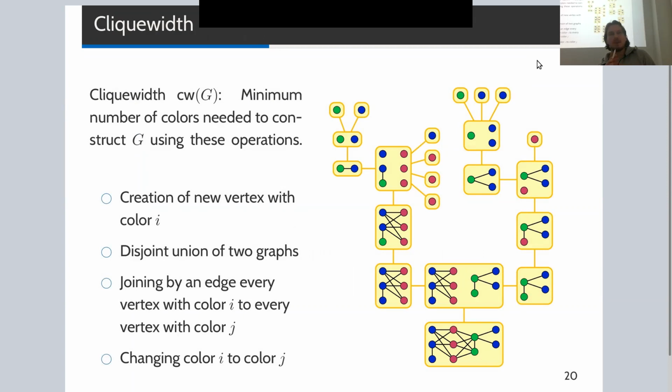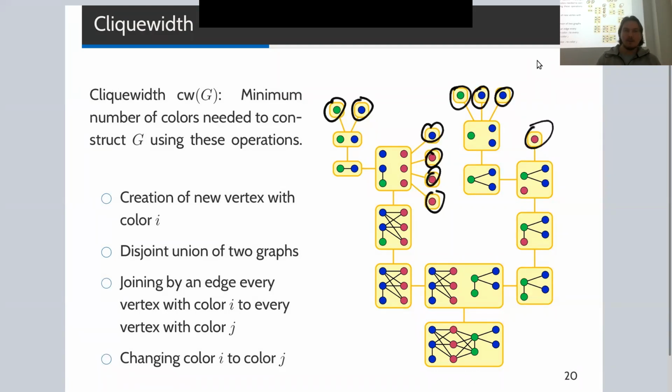Clique width describes graphs using a sequence of compositions. Here you see the final output of the clique decomposition. This is the graph that we're interested in. And then you see some kind of tree that builds this output graph using simple operations. We'll soon talk about what kind of operations you can use to build graphs of bounded clique width. But you start with very simple graphs, like single vertices, like here. These are the leaves of your decomposition tree.